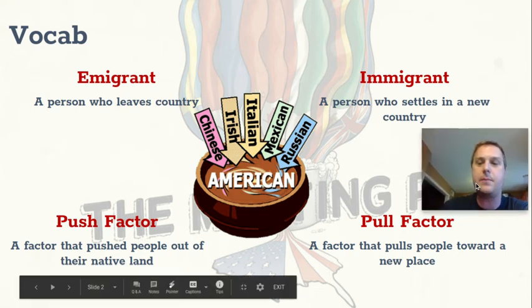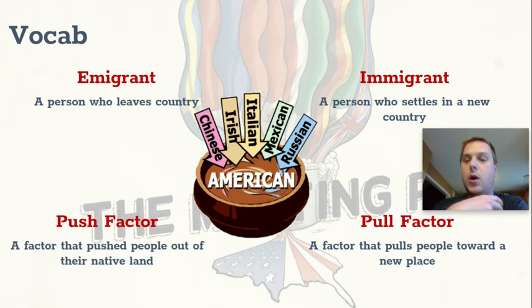Then you have push and pull factors. So these are the reasons why you leave a country or why you are coming into a country. So a push factor is something that's pushing you out of the country you're living in. And for some reason or another, you need to get out and go somewhere else. And then a pull factor is somewhere you look around and you go, oh, that country has great opportunities or a good thing going. And so I'm going to go to that country. That is what's considered a pull factor. So it's bringing you into the country.